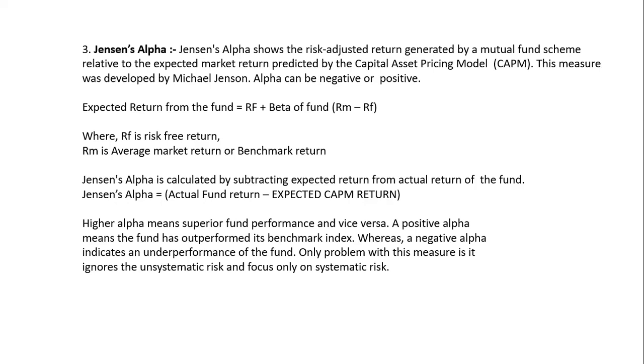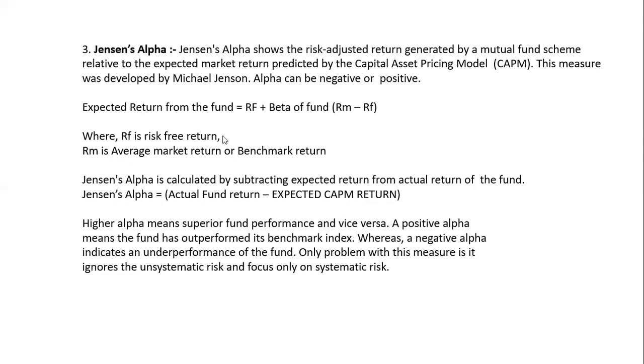Expected return from the fund. This is the CAPM formula. The expected return from the mutual fund is equal to the risk-free return plus beta of the fund into (RM minus RF). RM is the return on the market index.